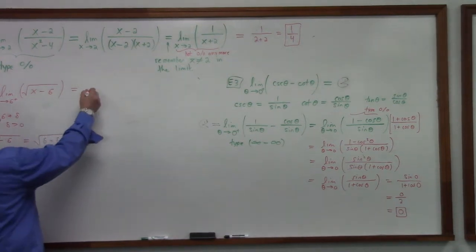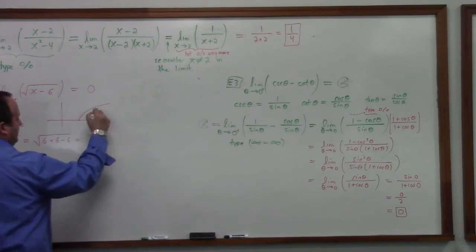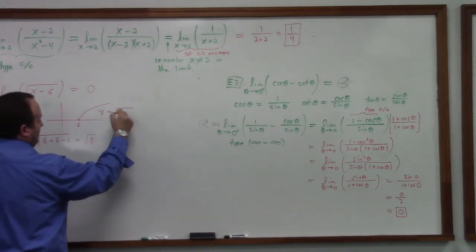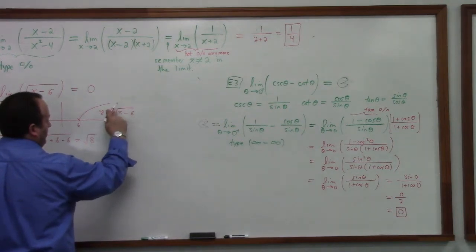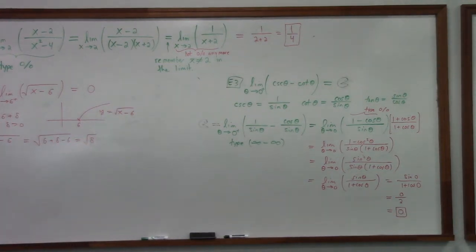And of course, you can also see that graphically because this is the graph that starts at 6 here. I mean, this is y equals the square root of x minus 6, yeah? Because you take the square root graph and shift it 6 to the right, if you want to think about transformations of graphs.